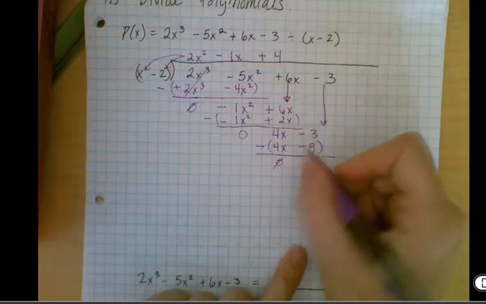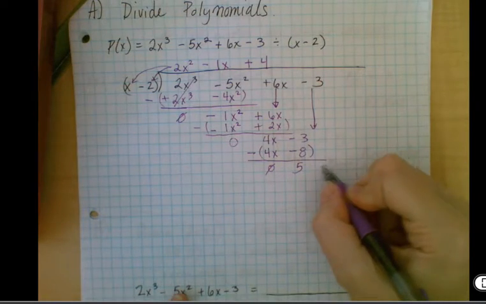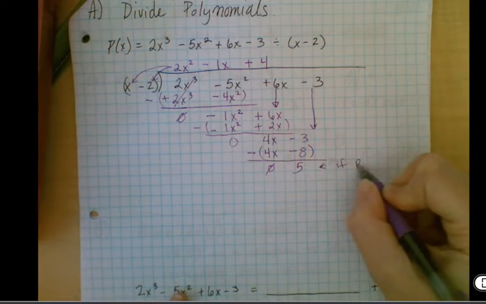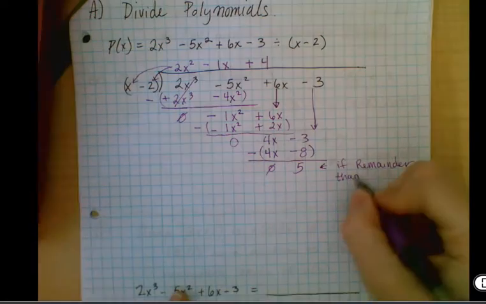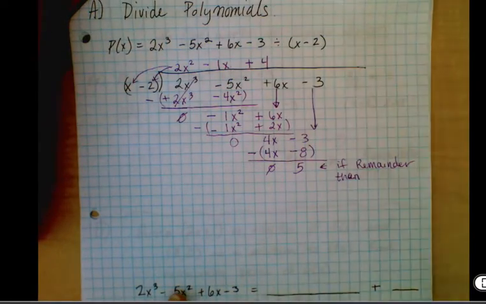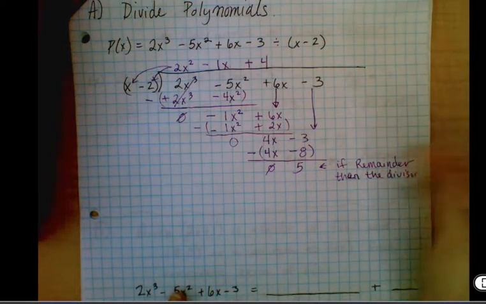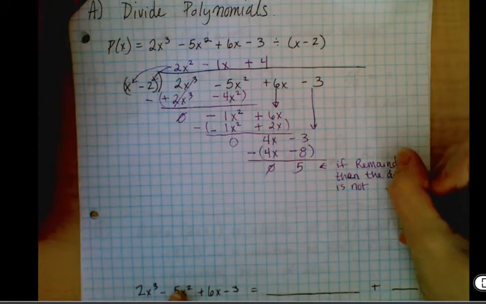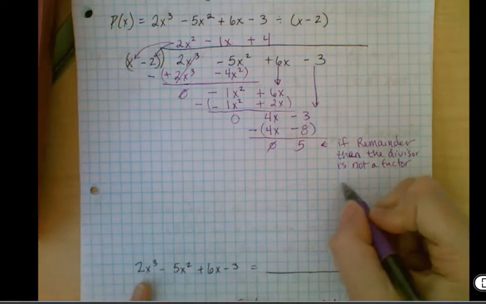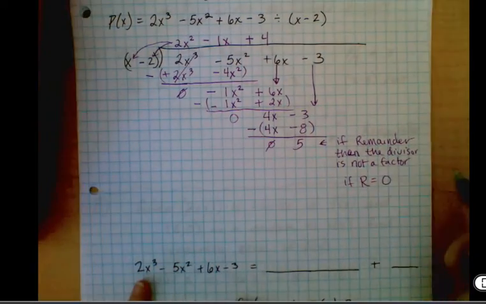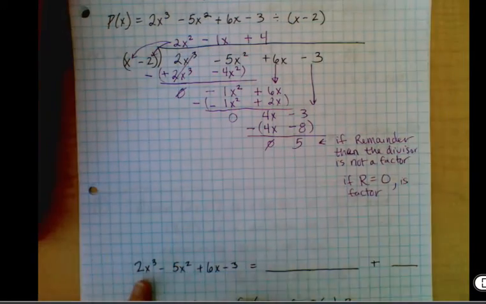Yay! Uh-oh, we have a remainder. That's okay. It just tells us something. It tells us that if there is a remainder, then the divisor is not a factor. Which implies that if the remainder equals 0, it is a factor, and that is the remainder theorem.